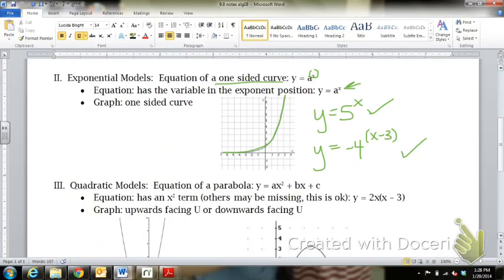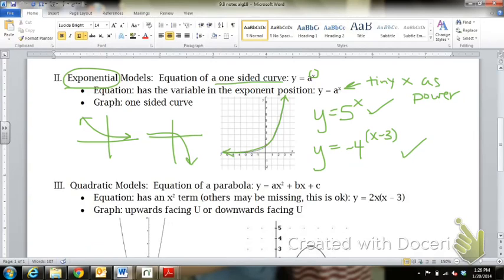Whenever x is up in the exponent, as soon as x winds up in the power, it's exponential. And the graph of it is just a one-sided curve. It could go the other way too. It could go like this. It could even be upside down. As long as it's only curved on one side, it's exponential.